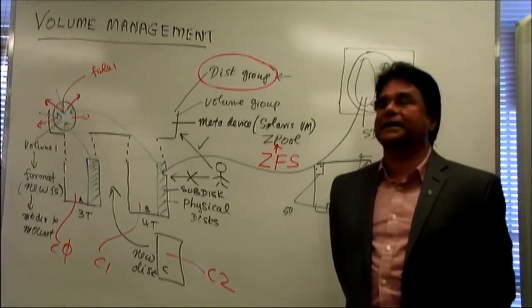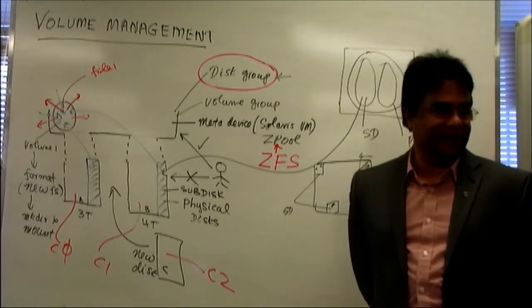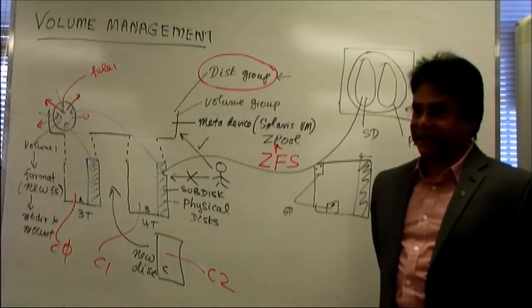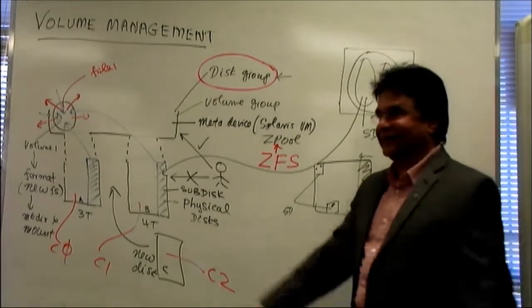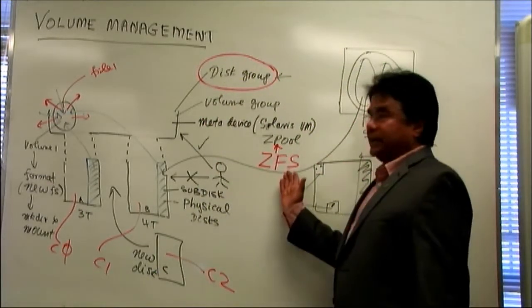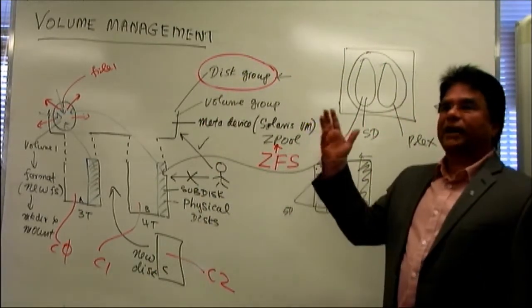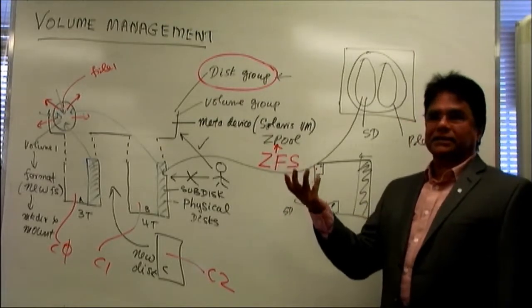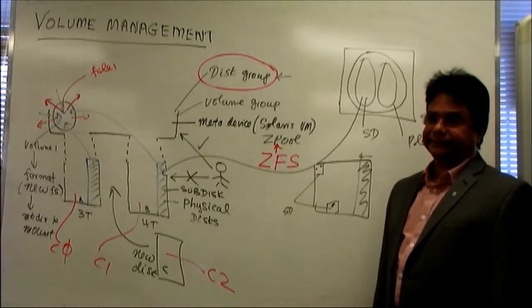So it's unlimited. Z is the last character, like in ABCD. People familiar with ABCD? Z is the last character, right? So you cannot go beyond that. It's so big, right? So after ZFS, why do we need Veritas? That is the question he's asking.